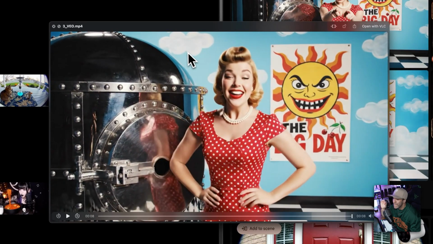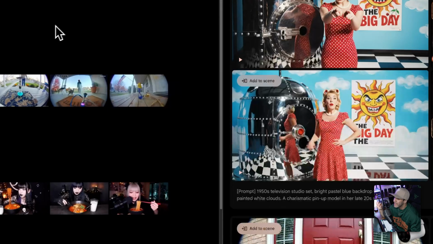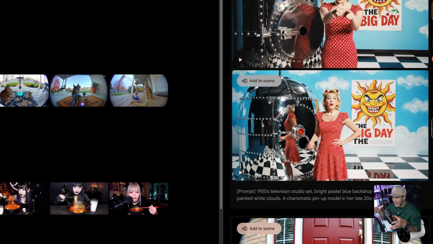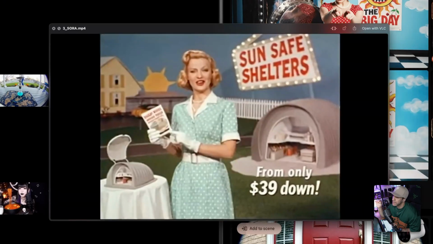I think that is phenomenal. Now let's check out Sora. This is with the simple prompt, right? So basically just the idea that I gave the prompter to write the complicated prompt for Veo, that's exactly what I put into Sora and this is what it gave us.